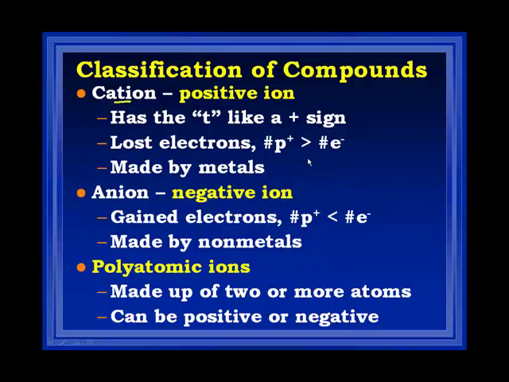Polyatomic ions are something new. Okay, polyatomic ions are made up of 2 or more atoms, and they can be positive or negative. So let me show you a polyatomic ion. So SO4 2- would be a polyatomic anion, and then we also have polyatomic cations, though these are much more rare. And I've got a whole vodcast on polyatomic ions, so that's all we're going to say about those for now.